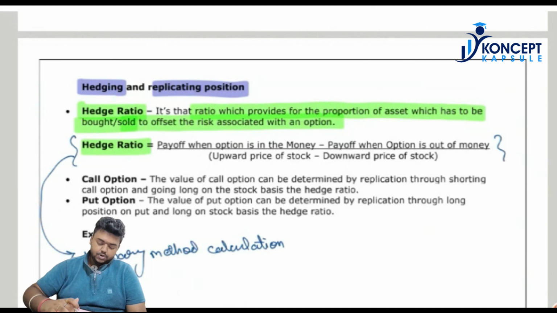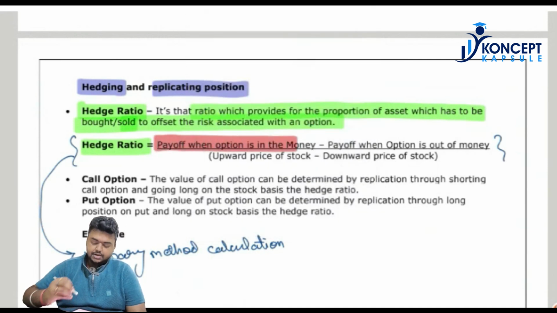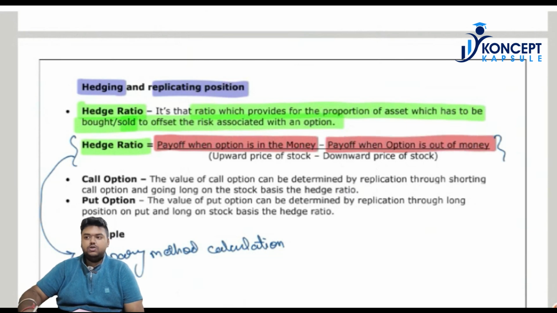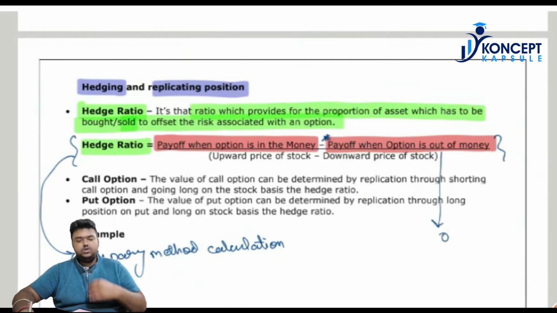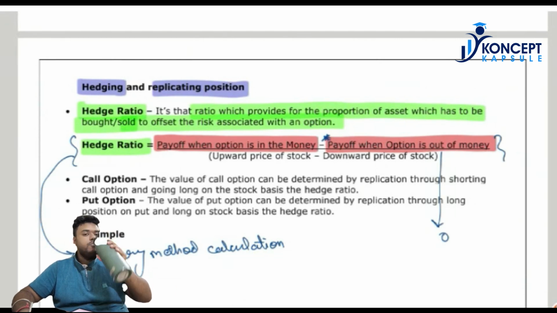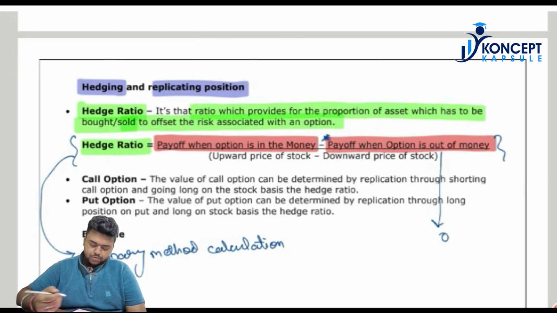A hedge ratio provides in the numerator the payoff when the option is in the money minus the payoff when the option is out of money. So guys, tell me one thing. What will be the payoff when the option is out of money? It will always be zero. Guys, yes or no? What will be the payoff when the option is in the money?